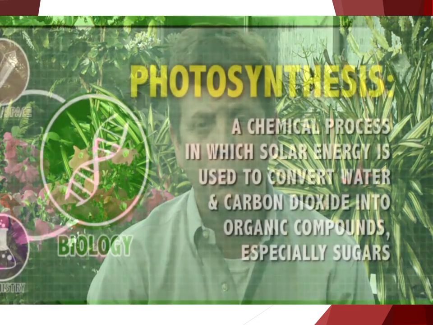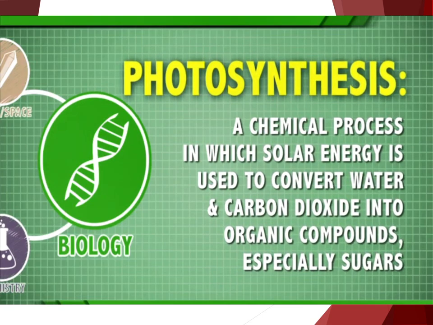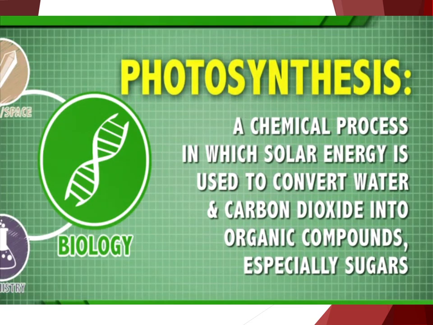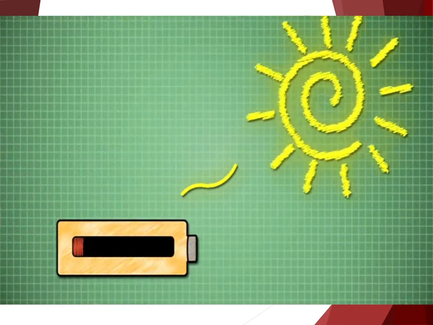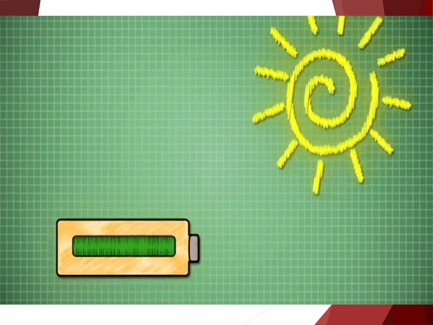Photosynthesis is the process whereby the energy from the sun is captured and turned into chemical energy that's stored. Photosynthesis, a chemical process in which solar energy is used to convert water and carbon dioxide into organic compounds, especially sugars. So think of the sugar as a battery. It's taking the sun's energy and it's going to store it and use it later.